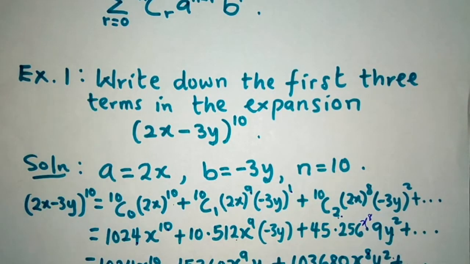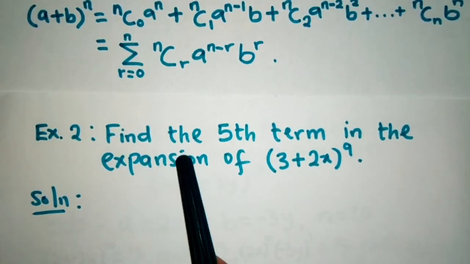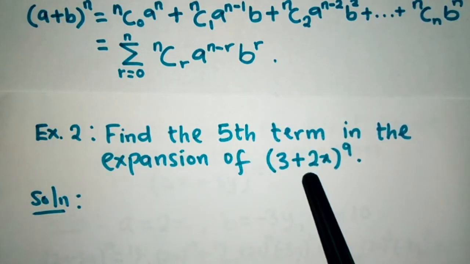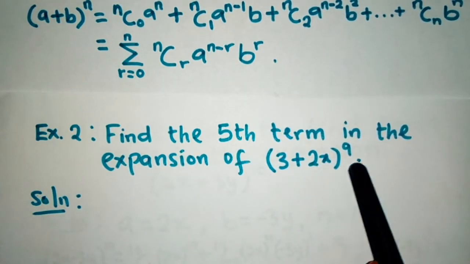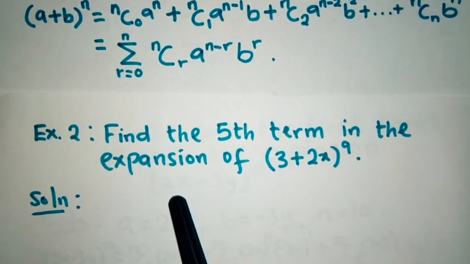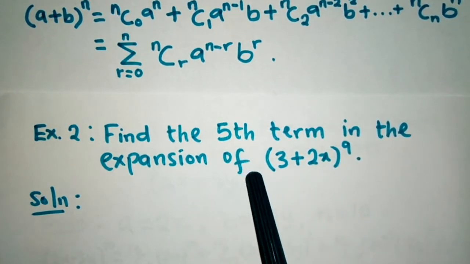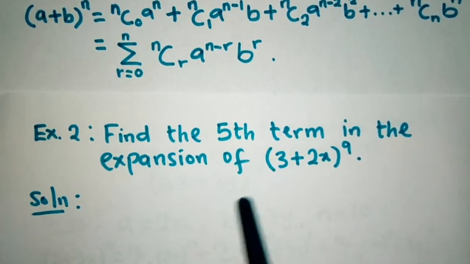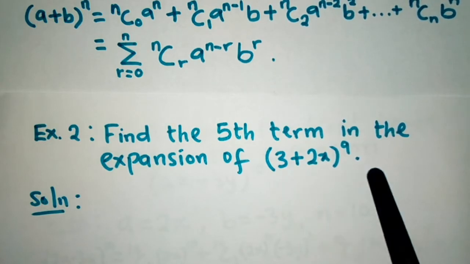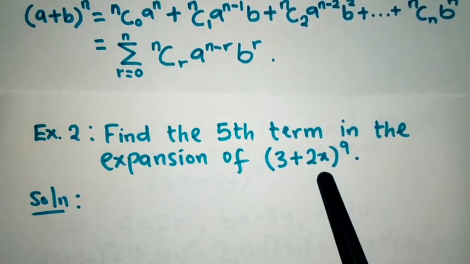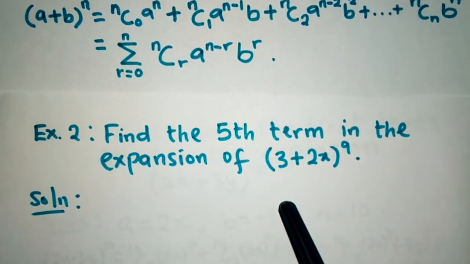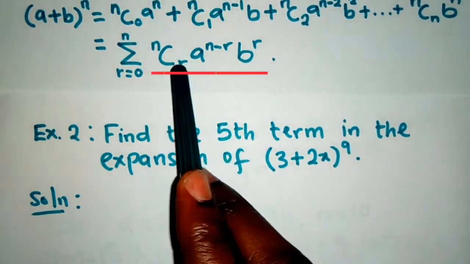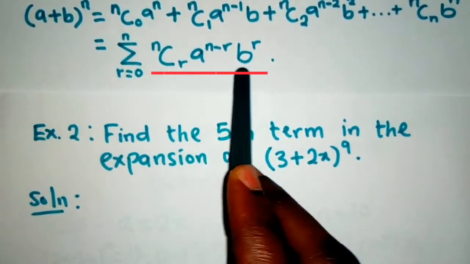In the next example, we show how to find a specific term in any binomial expansion. Find the fifth term in the expansion of 3 plus 2x to the power of 9. Now, there are two ways of doing this. We can find the fifth term by first expanding this binomial and then locate the fifth term, or we just use this formula.